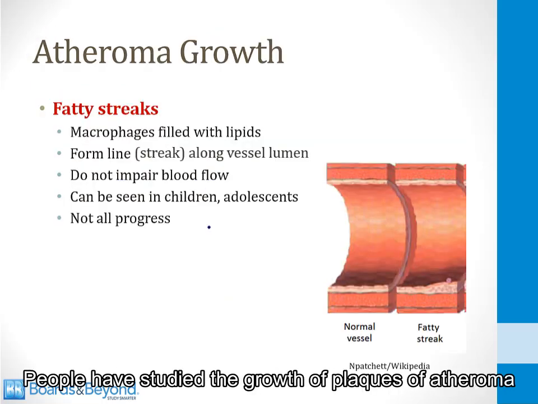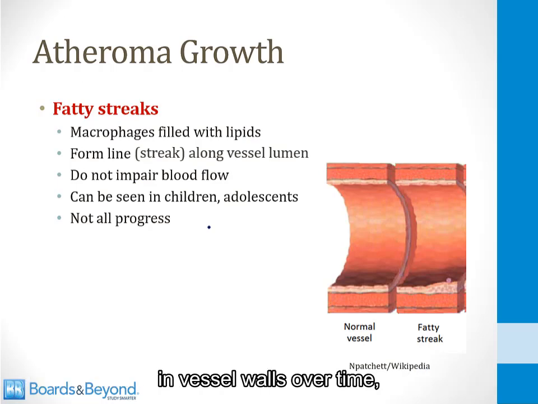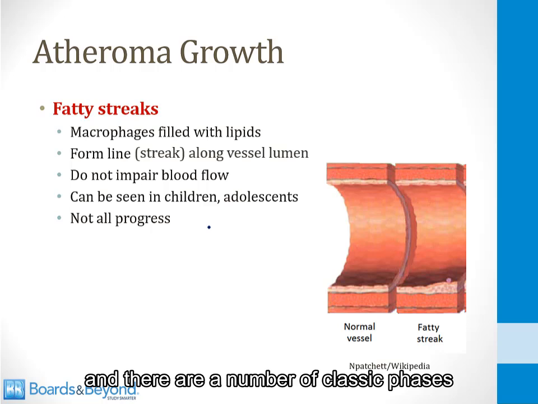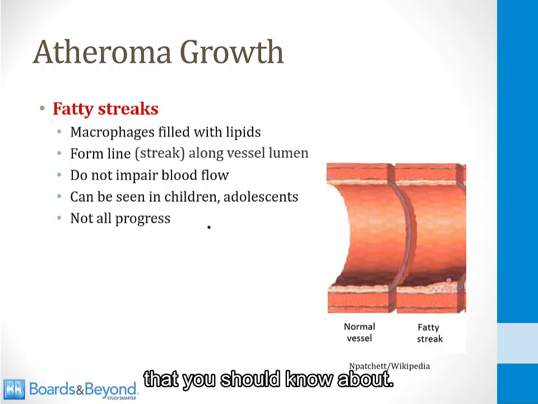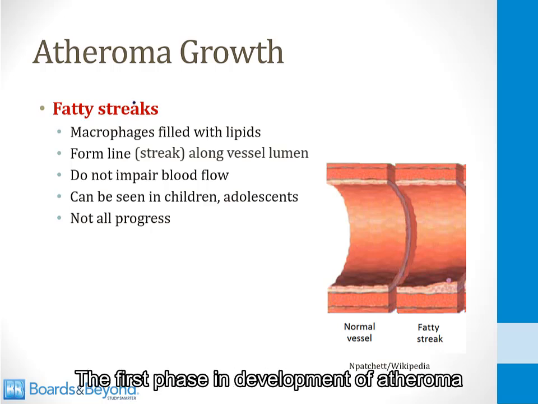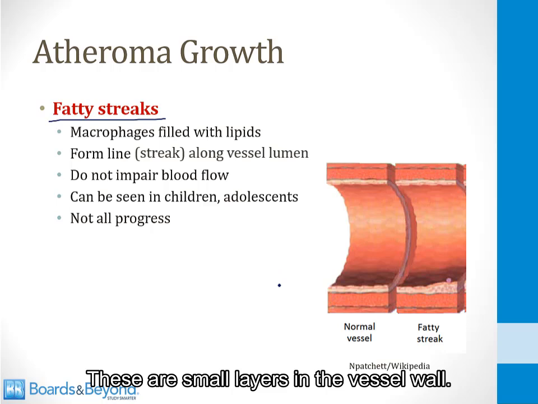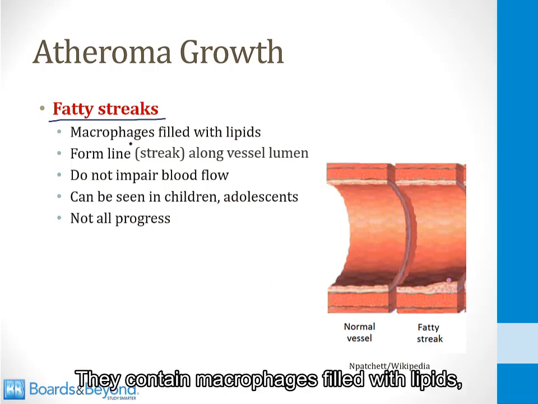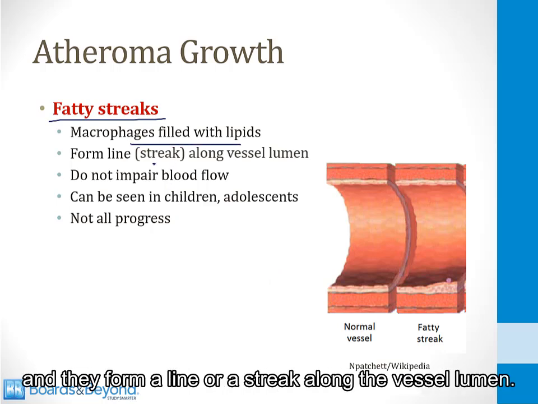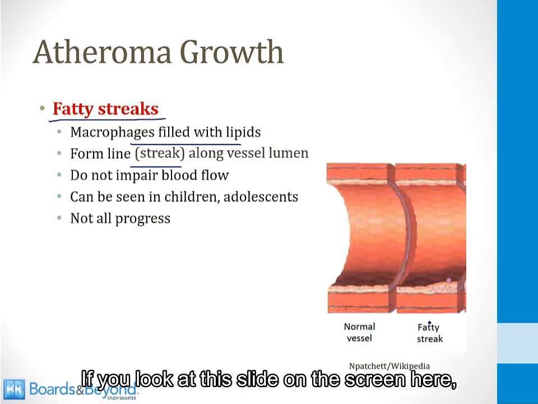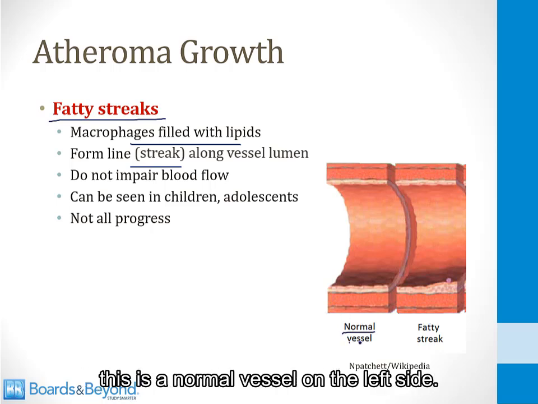People have studied the growth of plaques of atheroma in vessel walls over time, and there are a number of classic phases that you should know about. The first phase in development of atheroma is development of fatty streaks. These are small layers in the vessel wall. They contain macrophages filled with lipids, and they form a line or a streak along the vessel lumen. If you look at this slide on the screen here, this is a normal vessel on the left side.